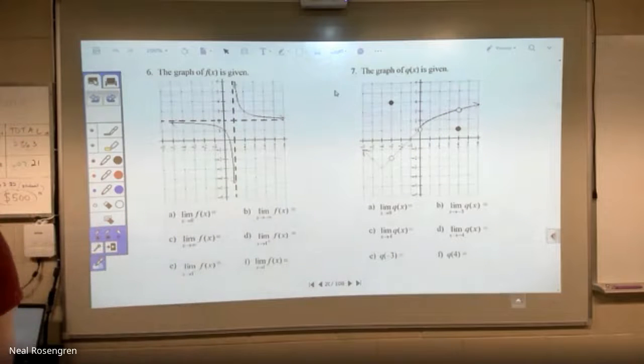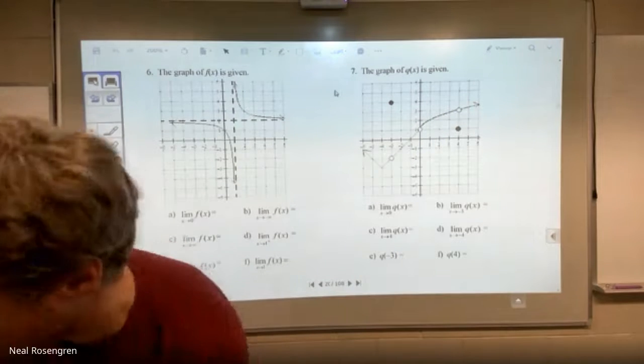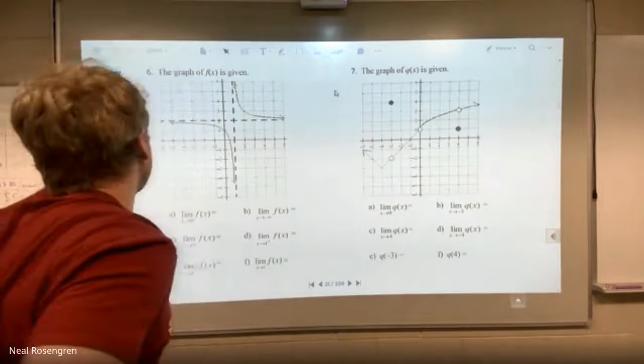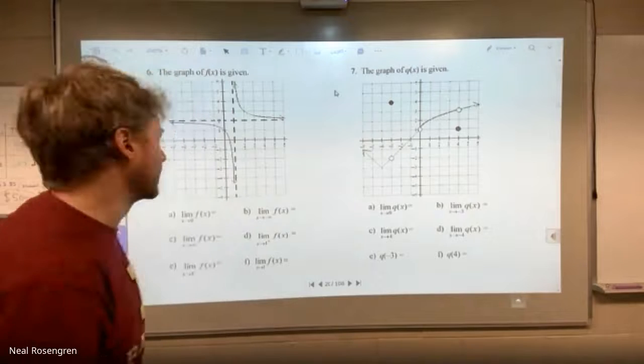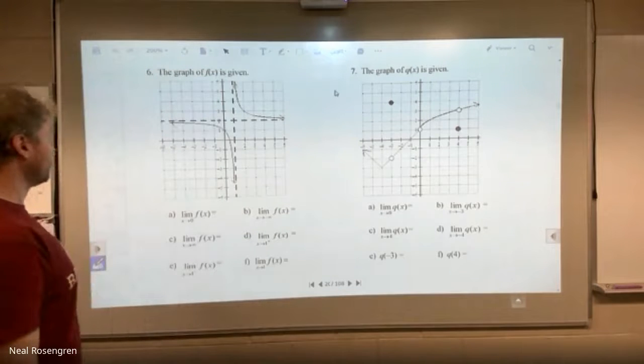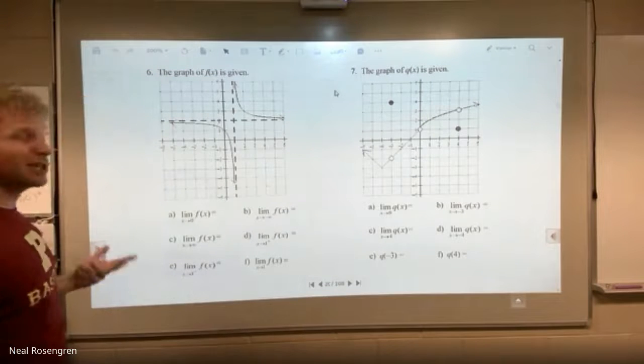All right, so we got some graphs, which makes it a little bit easier. We'll see tomorrow what we have to do with tables, and then after that, we'll start looking at actual functions themselves. But they give us a nice graph of f of x, so we can just look at it.